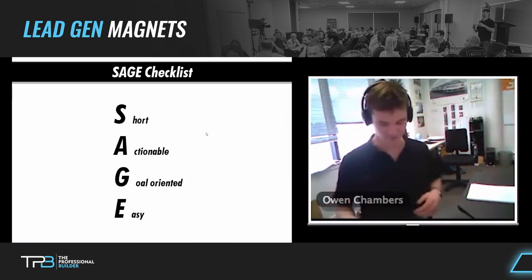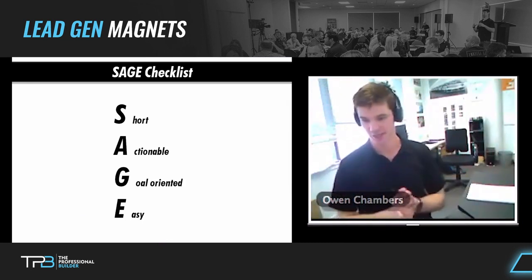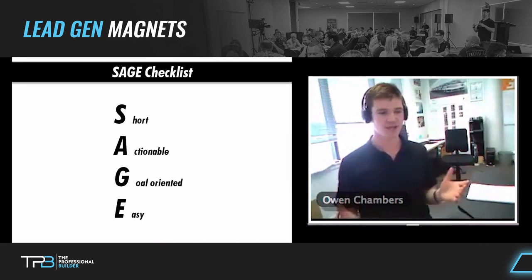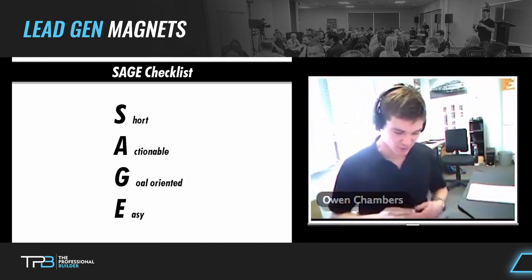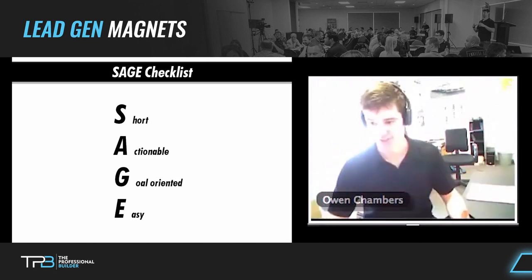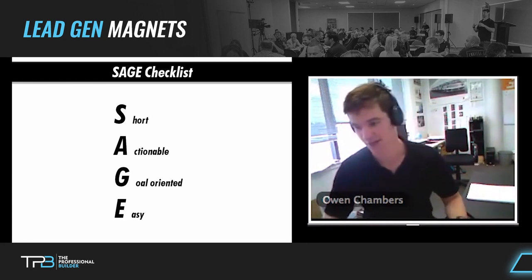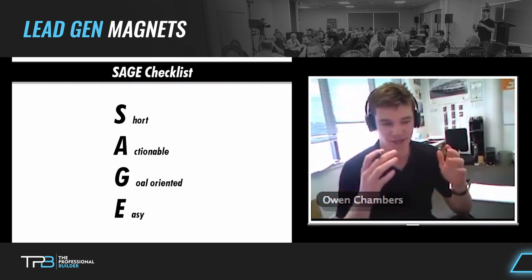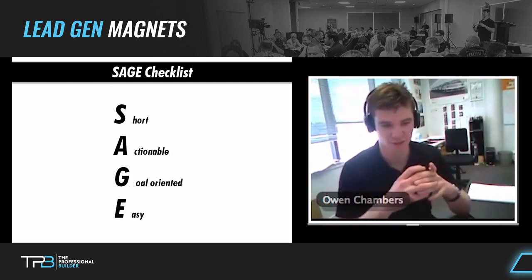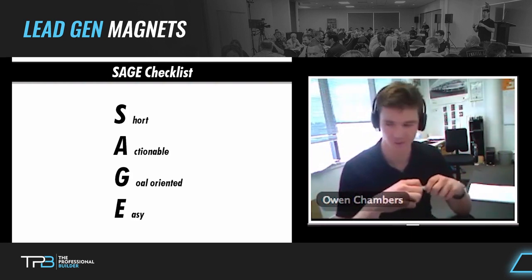Now, what do you put in them? Okay, so we want to use the SAGE checklist, okay? Short, actionable, goal-orientated, and easy. So you want it to be short, so they're actually going to dive in and consume it, and they're not going to just go, oh, I'll check it out later. So 1 page to 6 pages is good. Anything more than 12, it's sort of something that we're going to go, oh yeah, it looks useful, but I might look at it later. Okay, it also means less work for you, which is awesome.